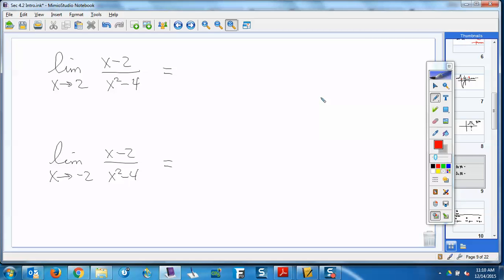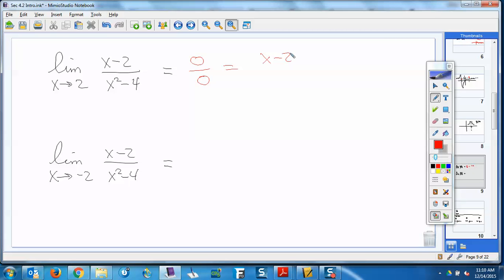Okay, so let's jot down these two problems. So the first step on one of these: plug in the number, right? This is not an infinity scenario. This is not high powers dominate. We're not talking about as x gets really big here. We're saying as x approaches 2. So we plug in a 2. And what do we get? 0 over 0. So that tells us keep going.